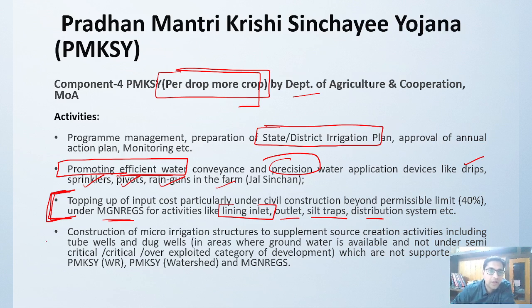You can dig tube wells and wells over there. All these things will be utilized for per drop more crop. That means precision irrigation techniques have to be adopted under component 4.